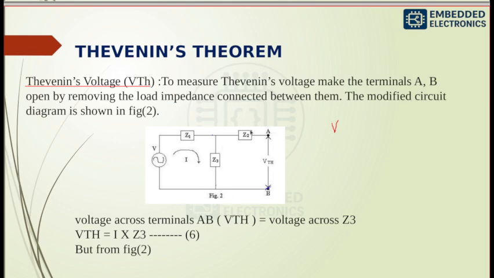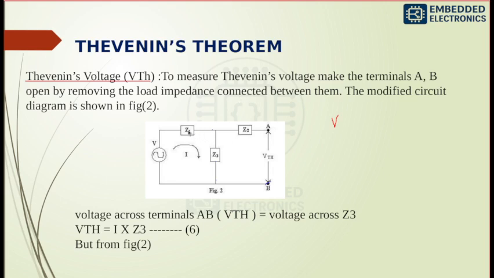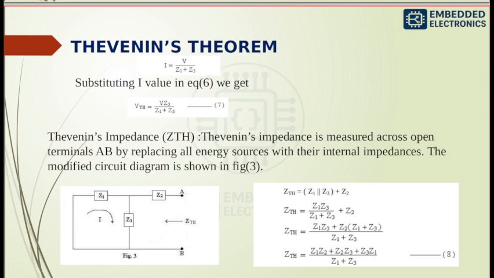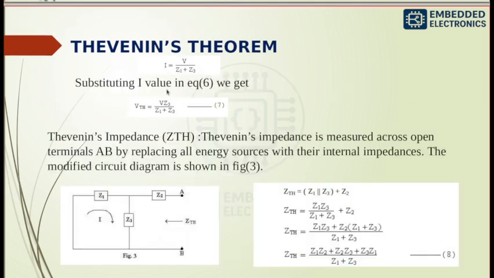But from this figure, what do you know? I equals V by Z from Ohm's law. But here we have Z1 and Z3. We should not consider this. Why? Because this is an open terminal, that is equal to 0. So now you need to substitute the value of I here. So then it will become like this.